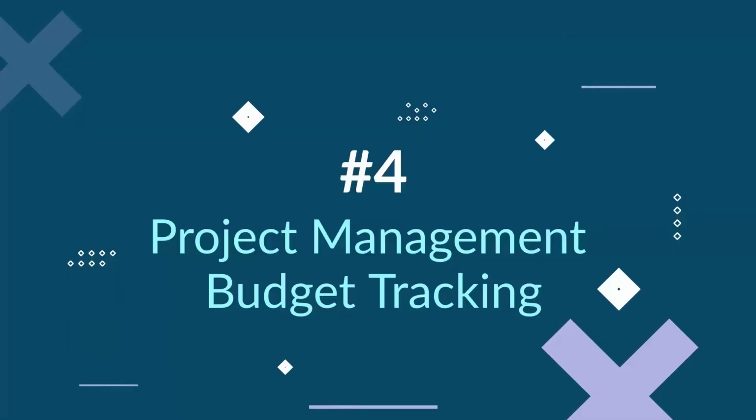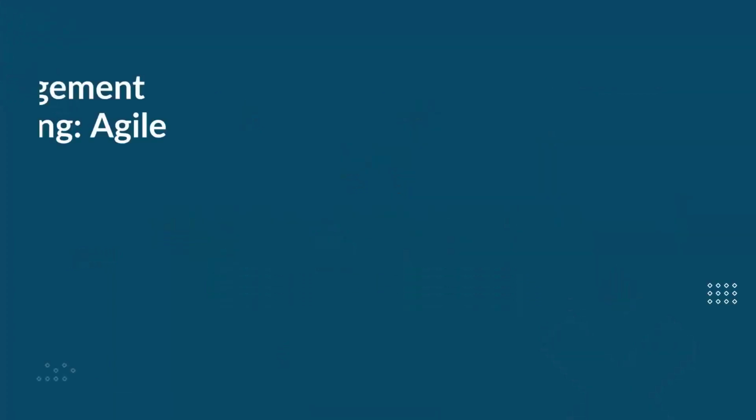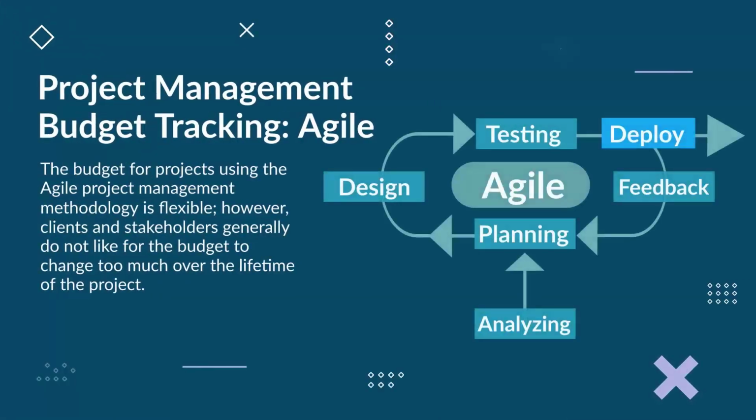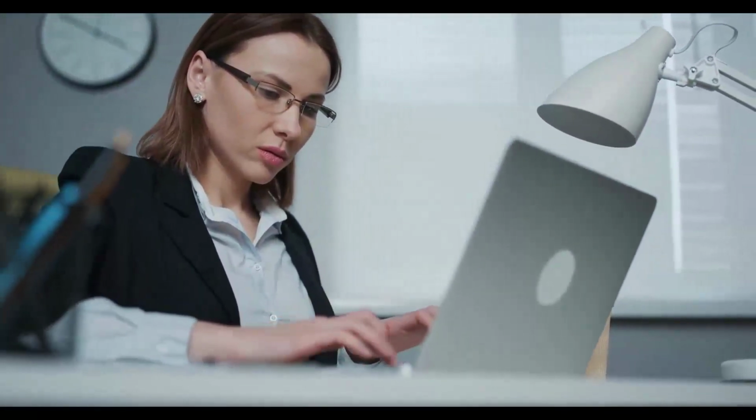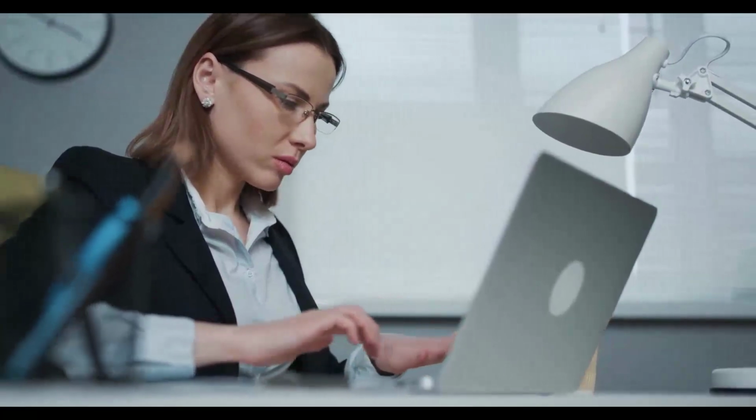Number 4, project management budget tracking. The budget for projects using the Agile project management methodology is flexible. However, clients and stakeholders generally do not like for the budget to change too much over the lifetime of the project, so that's something to keep in mind. The project manager should be as accurate as possible in the initial budget to avoid issues during later project phases.